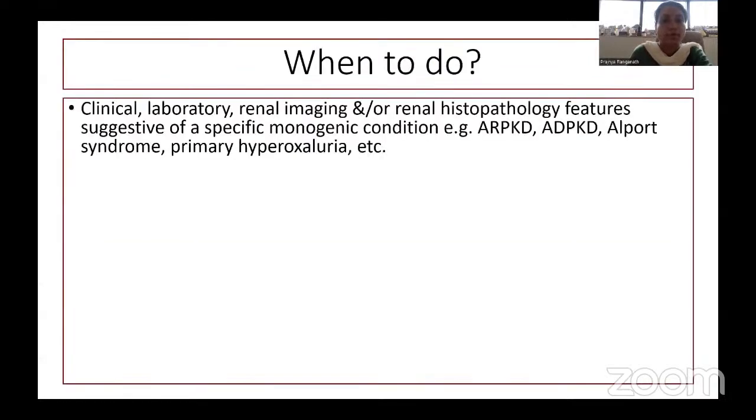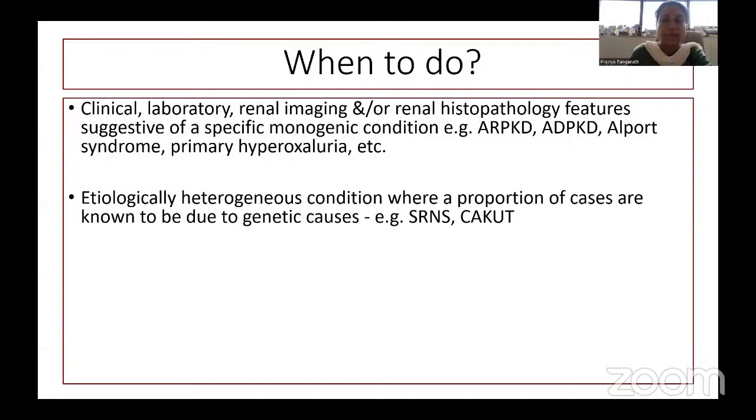These would be some of the broad indications where genetic testing is indicated. When the clinical, laboratory, renal imaging and/or renal histopathology features are suggestive of a specific monogenic condition, for example, autosomal recessive polycystic kidney disease, autosomal dominant polycystic kidney disease, Alport syndrome, primary hyperoxaluria, etc. If you have a clinical diagnosis of any such condition in mind, you have to do the relevant genetic testing for confirmation of the diagnosis. Then there are some etiologically heterogeneous conditions where you have non-genetic causes also, but a proportion of cases are known to occur because of genetic causes.